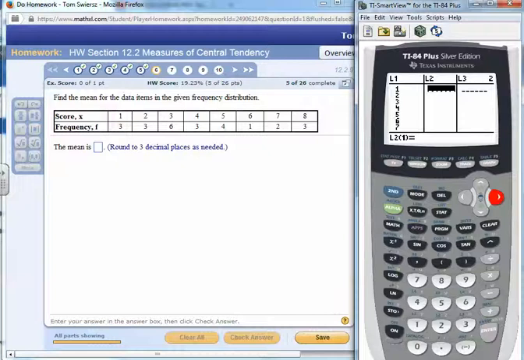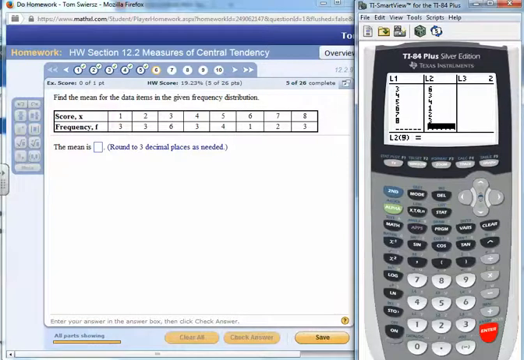Now, the frequencies go in L2. So again, you got to have the correct frequencies. For 1, the frequency is 3. For 2, the frequency is 3. For 3, frequency of 6. For the value 4, frequency of 3. For the value 5, a frequency of 4. Then 6 has a frequency of 1. 7 has a frequency of 2. And 8 has a frequency of 3.